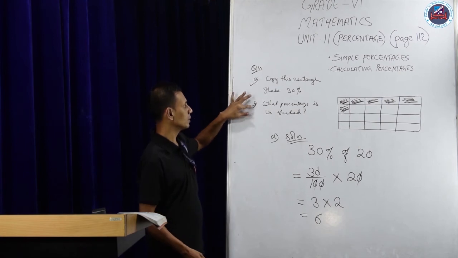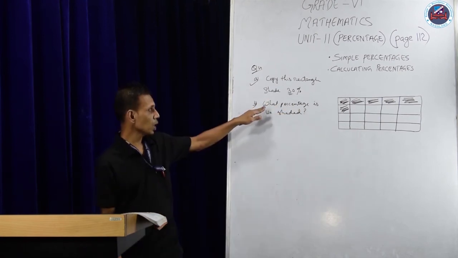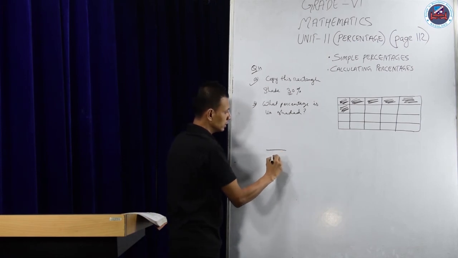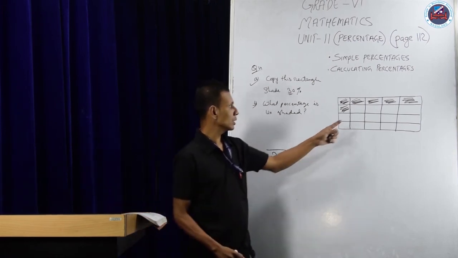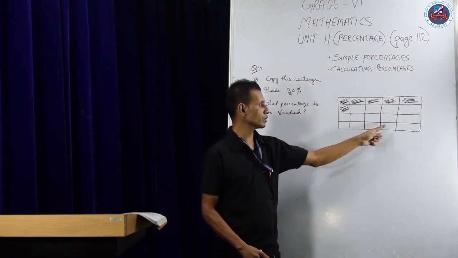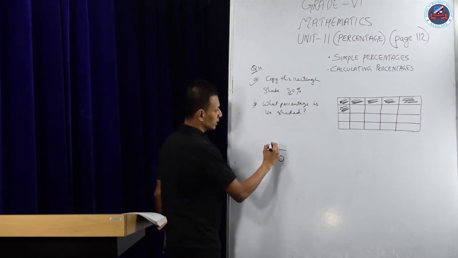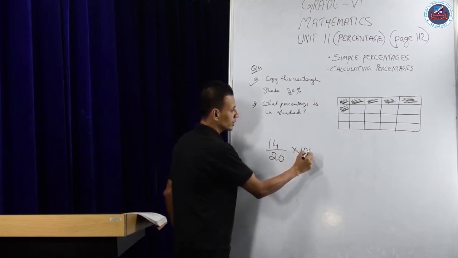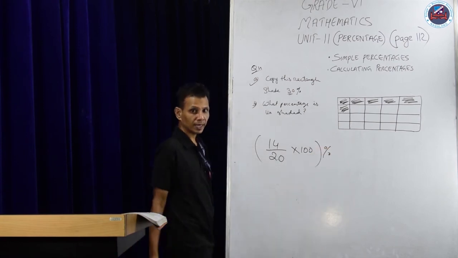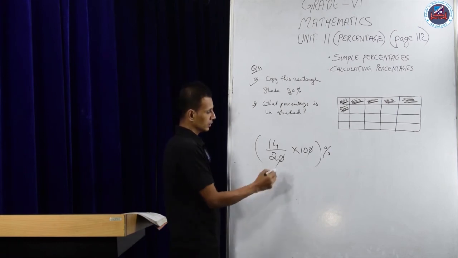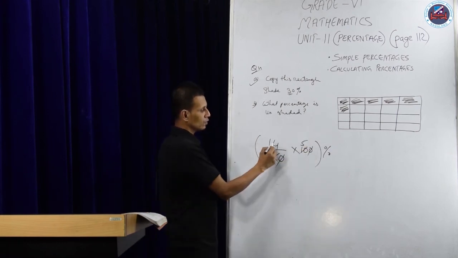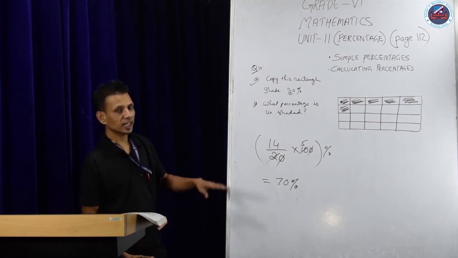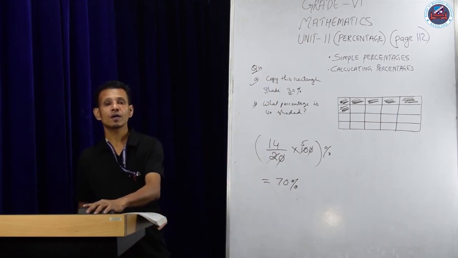Now let's go to B. What percentage is unshaded? How many are there in total? 20. How many are unshaded? 1, 2, 3, 4, 5, 6, 7, 8, 9, 10, 11, 12, 13, 14 are not shaded. You see that? Now what percentage is this? All you need to do is multiply by 100, you will get the percentage. Okay? 2 times 5, 10. 14 times 5. You see that? Shaded percentage is 30 and unshaded is 70.